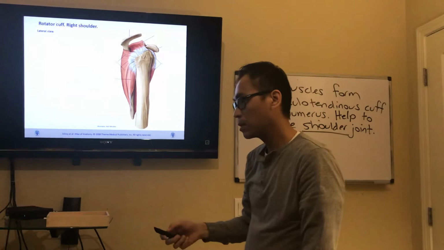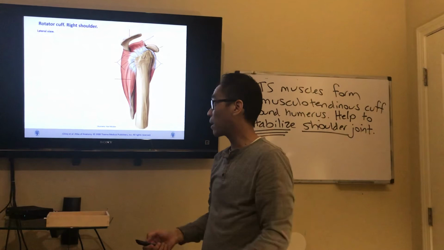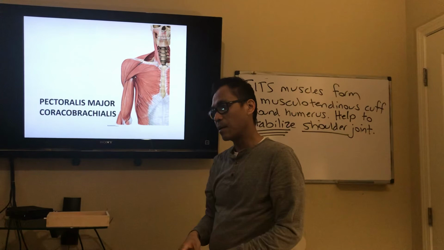Oh, I'm sorry, this is a lateral view, a blank picture of the SITS muscles. Here is pec major, pectoralis major, and the coracobrachialis. Those are the next two.